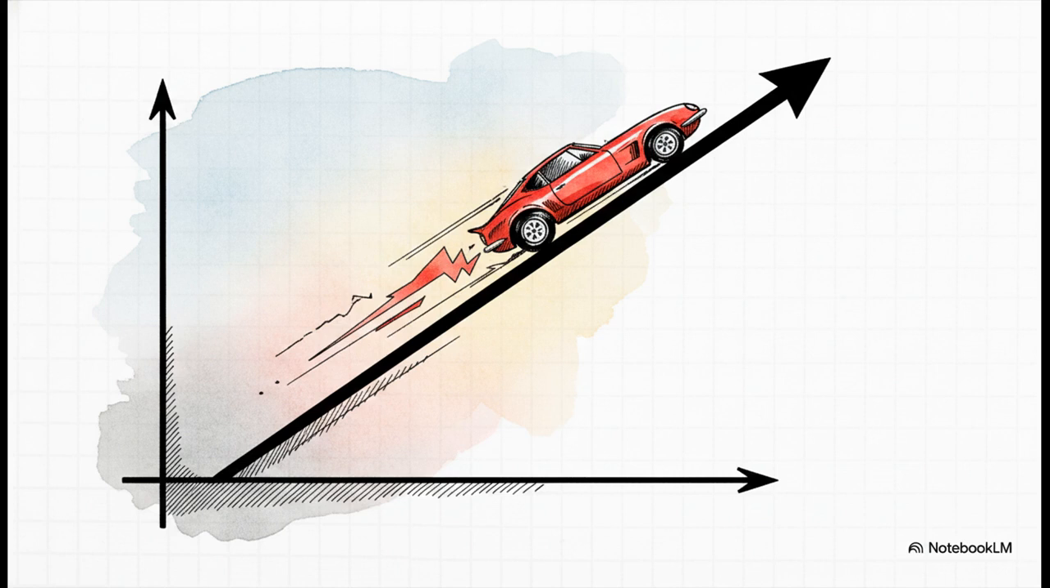Well, if you plot how fast you're going against how much time has passed, the steepness, or the slope of that line, tells you your rate of change in velocity. In physics, any change in velocity over time is defined as acceleration. So a steep upward slope just means you're accelerating quickly.